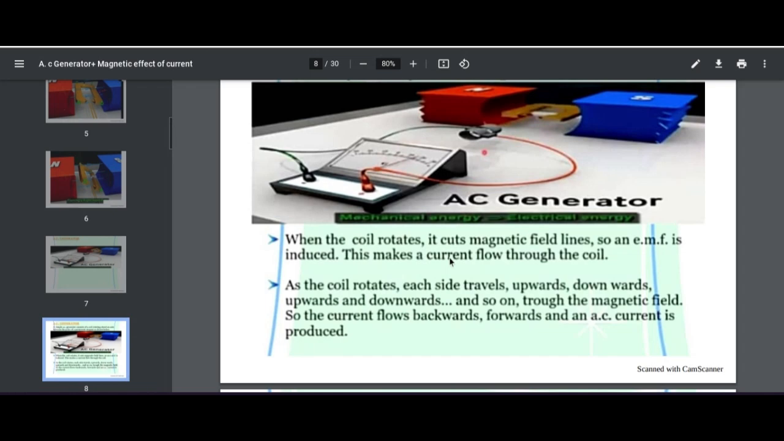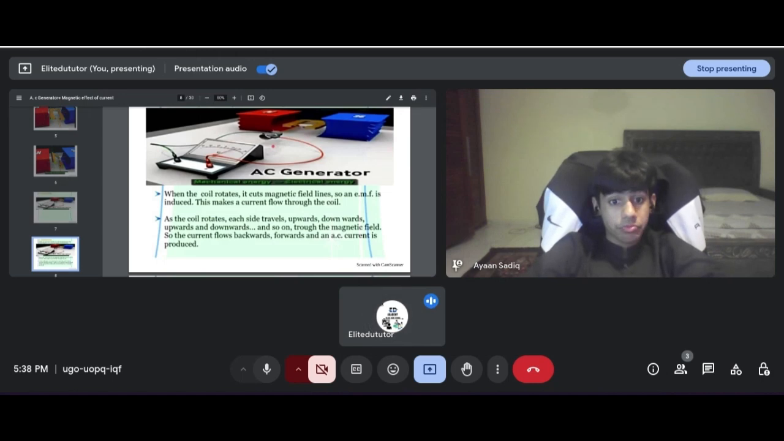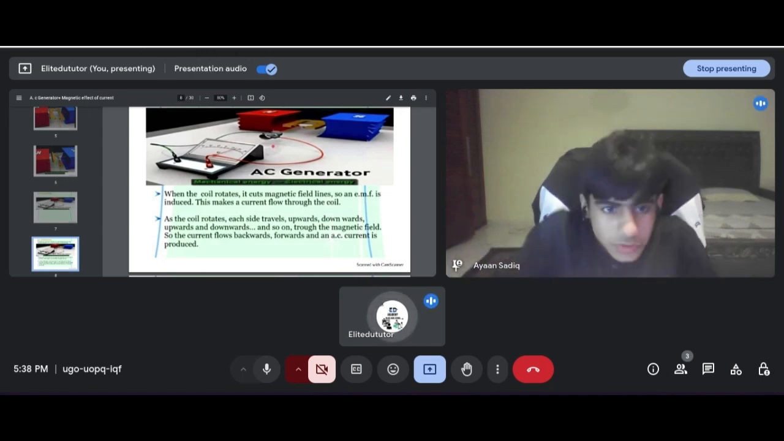When the coil rotates, it cuts the magnetic field lines. So an EMF is induced. This makes a current flow through the coil. Now here is the point which is well enough to explain your whole lecture.